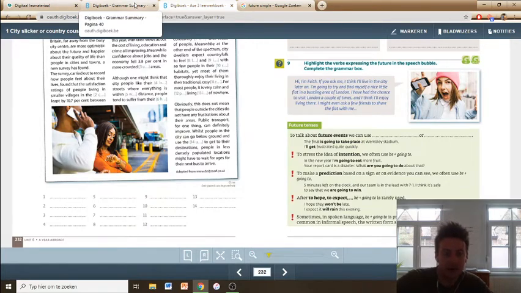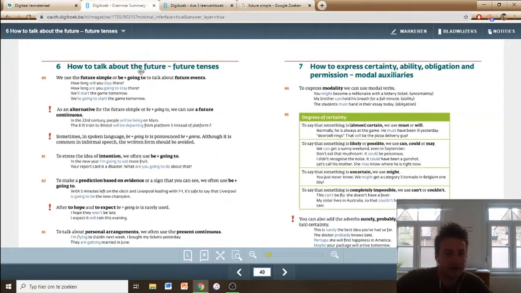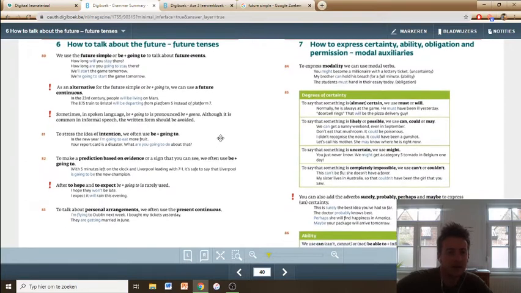So that's where I'm going right now. In it you have this, how to talk about the future tenses. And here it discusses, we use the future simple or be plus going to talk about future events. You get a few examples, but then most importantly, there's a difference between the normal future simple and then this intentional future. So I'll skip this for a second and go straight to this.